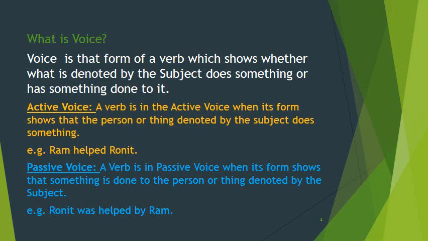Passive voice. A verb is in passive voice when its form shows that something is done to the person or thing denoted by the subject. It means that the verb is passive when the subject is the receiver of the action. For example, Ronit was helped by Ram.